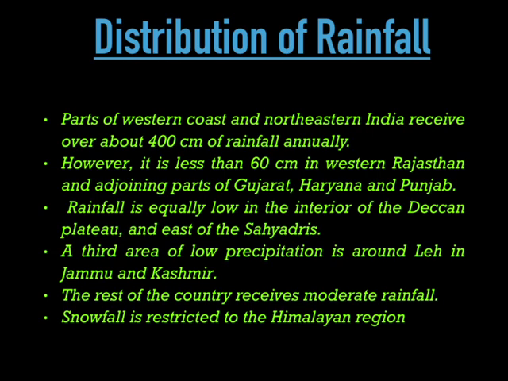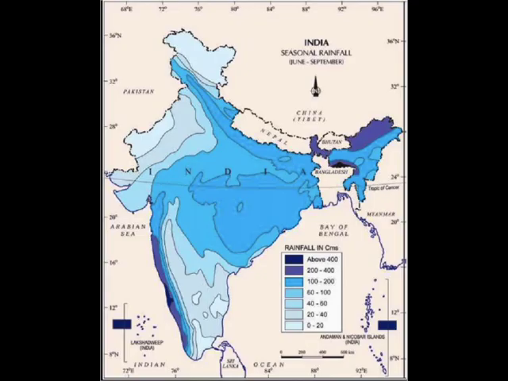The snowfall is restricted to the Himalayan region only, that is in the states of Jammu and Kashmir, parts of Uttarakhand, parts of Himachal Pradesh, parts of Sikkim, and parts of Arunachal Pradesh. So this is the distribution of rain. You can see very little rainfall, the faint color, over northwestern India, in the northern part of Jammu and Kashmir, that is Leh, and in the interior of Deccan Plateau. Whereas you can see the dark color in the western coastal area as well as in the northeastern states. The most rainfall is in Meghalaya, in the darkest color in the northeastern part, over 11,000 mm annually.